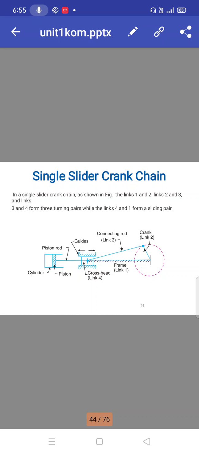Single slider crank chain or mechanism. In a single slider crank chain, the links 1 and 2, links 2 and 3 and links 3 and 4 form three turning pairs while links 4 and 1 form sliding pair.